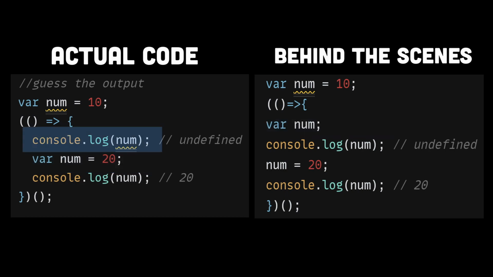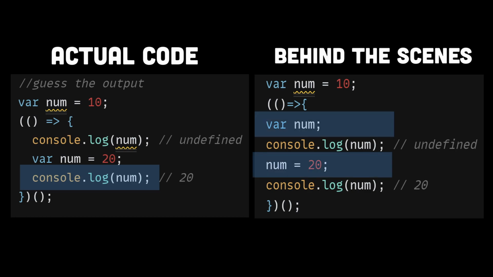Then, when you first console log num inside the function, it refers to the function scope num, which has been declared but not yet assigned a value, so it logs undefined. Then lastly, when you console log num again inside the function, it refers to the function scope num, which has now been assigned the value of 20, so it logs 20.